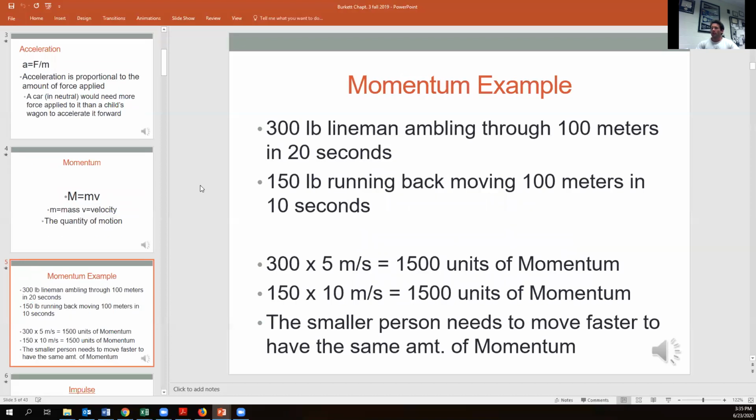So what we have here is an example of where physics is brutal. If you are a 150-pound running back and you need to stop a lineman coming for your quarterback, you have to literally create twice the velocity that lineman is creating in order to have the equivalent amount of momentum and be able to stop them, which is brutal.